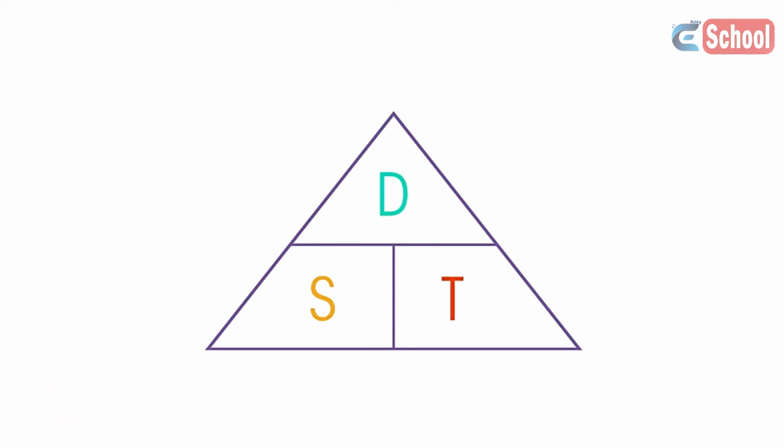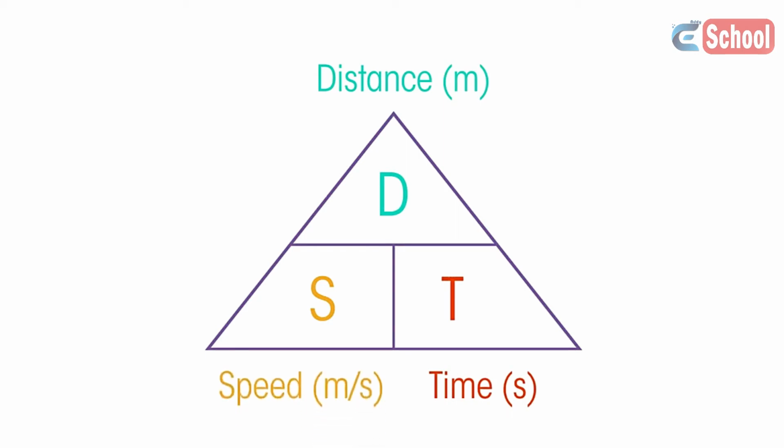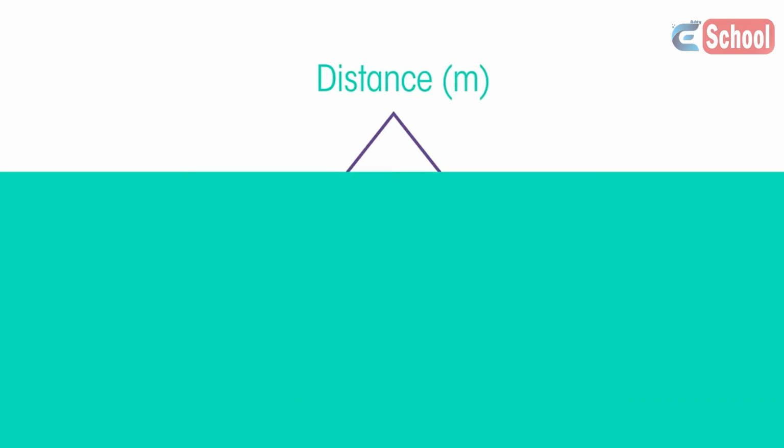The standard units of distance is meters and time is seconds. Because of this, speed is measured in distance per time. For example, meters per second or kilometers per hour.